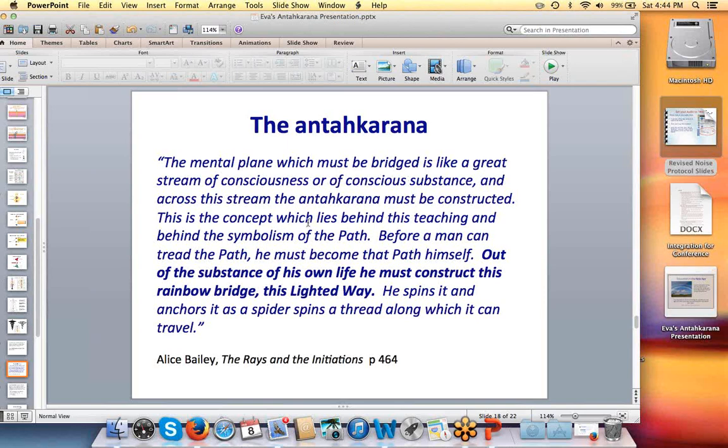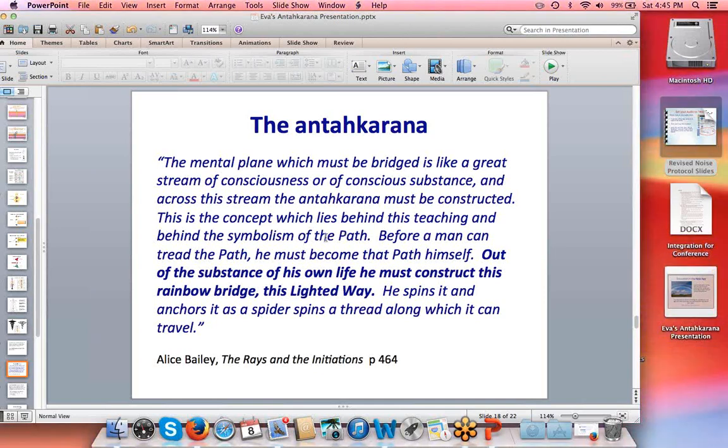This is the concept which lies behind this teaching and behind the symbolism of the path. Before a man can tread the path, he must become that path himself. Do we understand that? He must become the path himself. Out of the substance of his own life, he must construct this rainbow bridge, this lighted way. He spins it and anchors it as a spider spins a thread along which it can travel.